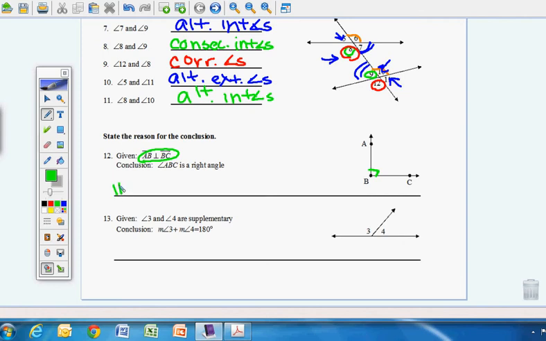I was given, if two lines are perpendicular, then I'm going to change colors here. Then here's my conclusion. If is my hypothesis, then I can conclude they form a right angle.